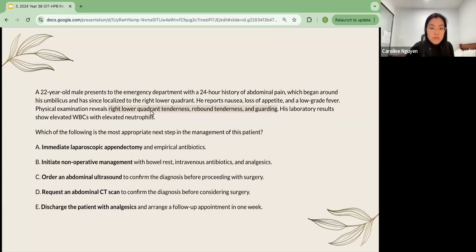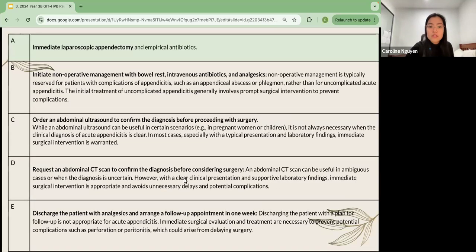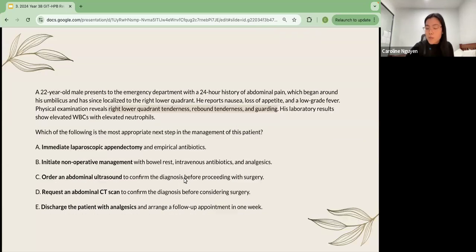The reason why it's not something like an ultrasound is because the ultrasound will take too long and doesn't tell us enough. They already have clinical features of appendicitis.